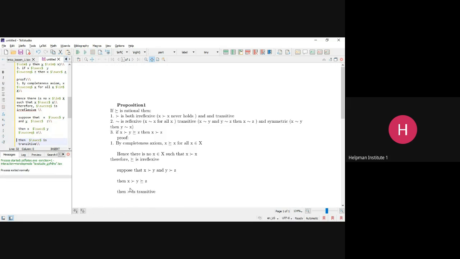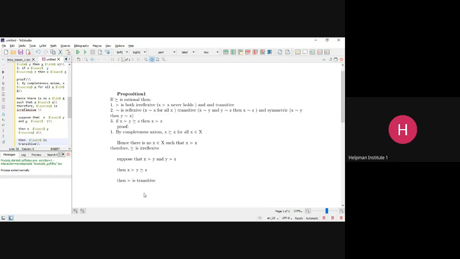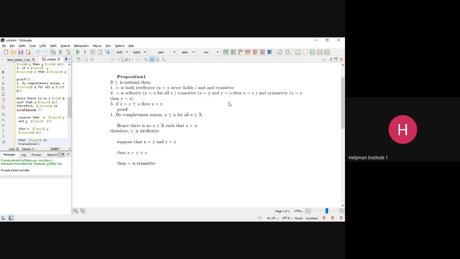So that means this relation is transitive. Then I can as well, so that is the proof of completeness of this strict preference.